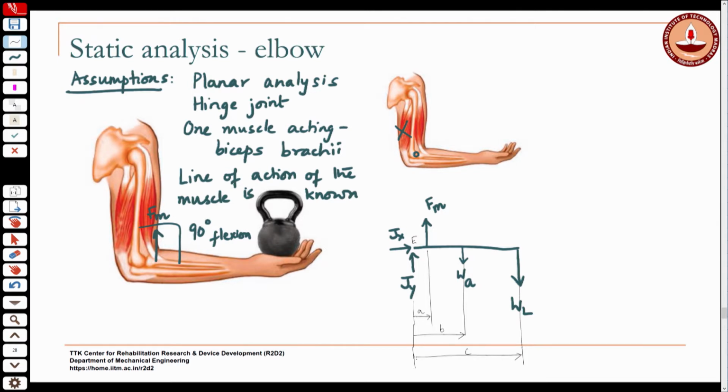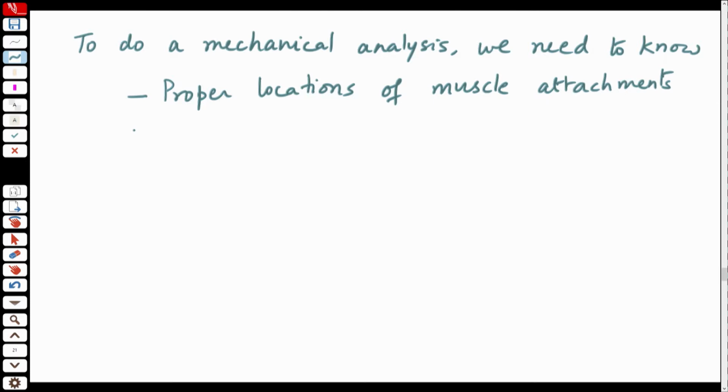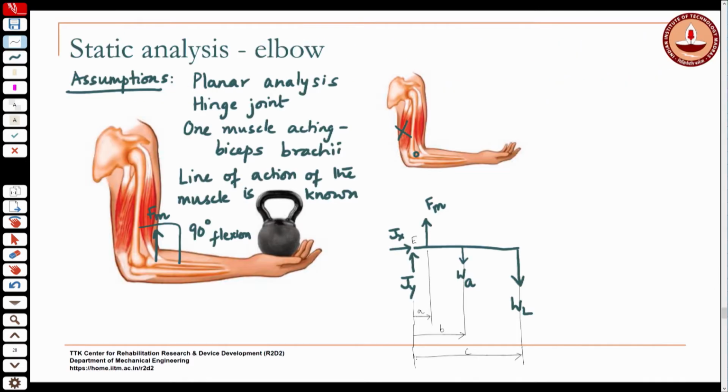Now, how many unknowns do I have in this free body diagram? I have 3 unknowns. I am assuming a particular direction for Fm. So, only Fm, Jx and Jy.